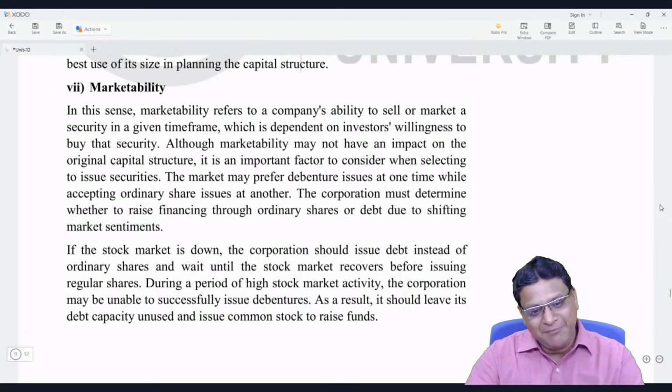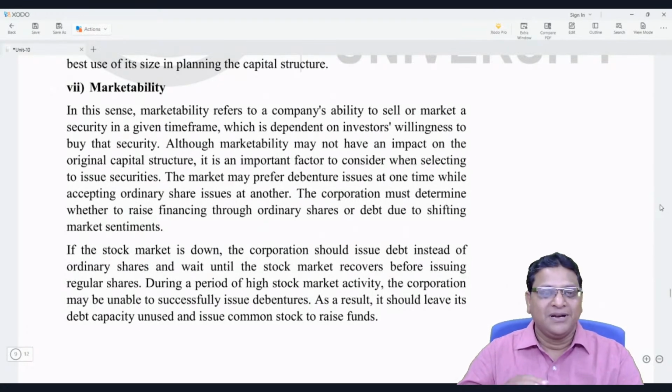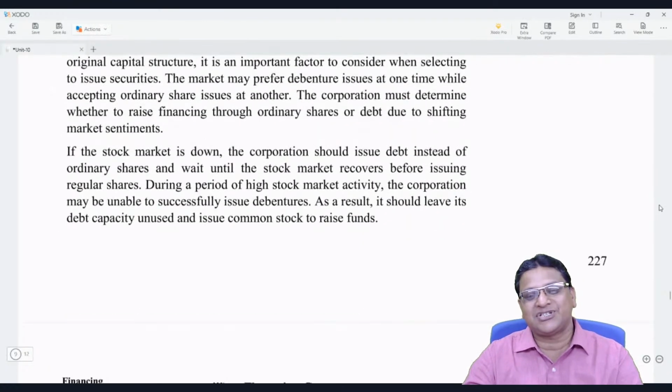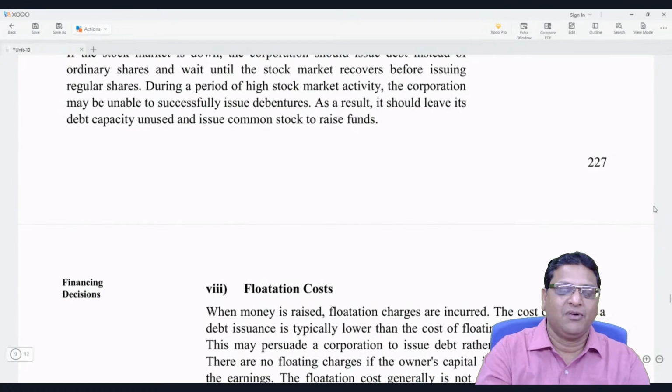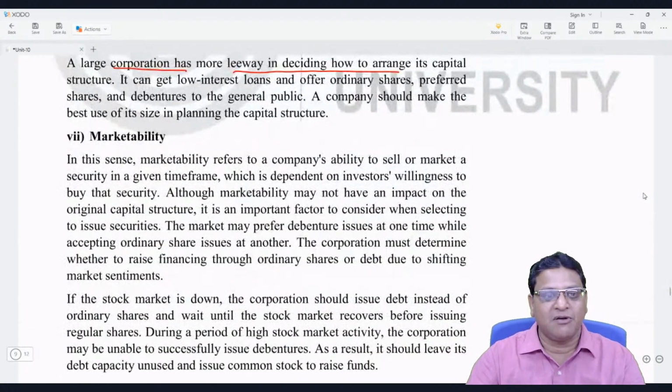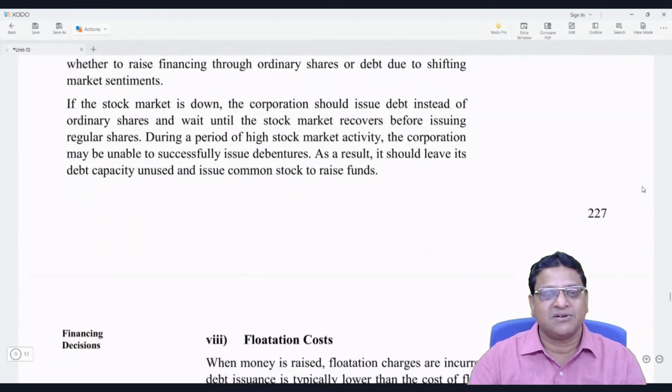So during the time of depression, during the time of recession, companies usually use debt capital. But during the time of boom, what is boom? Where there is much more stock market activity, people are interested in investing in the stock market, then in that case, what happens? Companies use more and more equity capital. This is on the basis of marketability we have discussed.